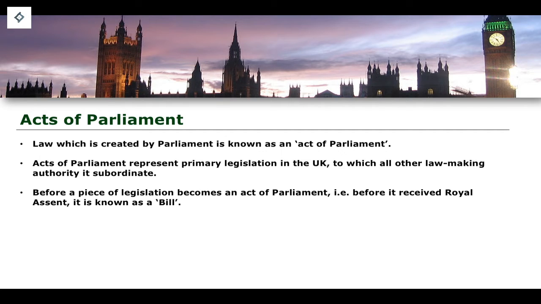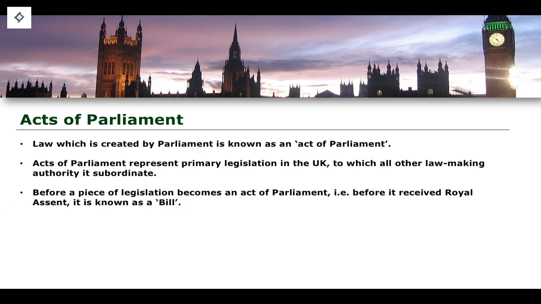Before a piece of legislation becomes an act of Parliament, however, i.e., before it receives this royal assent, it has gone through the legislative process of creating law. An act of Parliament is actually known as a bill, and a bill will then go through the various stages of the parliamentary process and then eventually come out and become an act of Parliament.